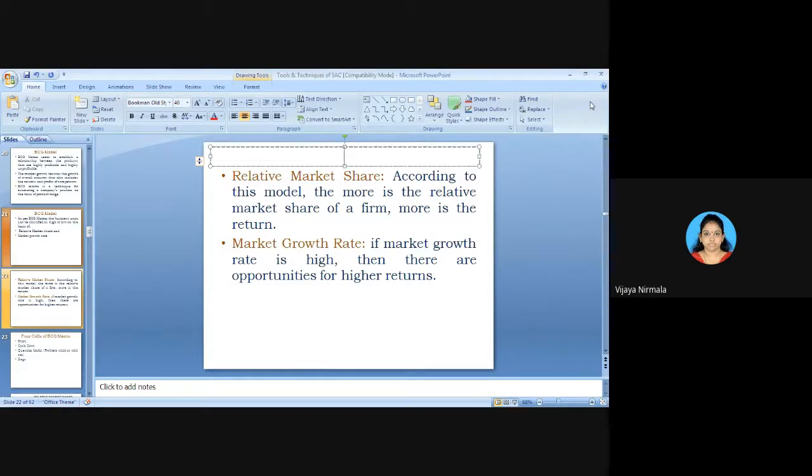So if the market growth rate is high, automatically there will be more opportunities for higher growth. However, it also takes more capital. That is, you need to invest more. More capital is to be invested for future growth. So in future, if your organization needs to be developed, you need to invest more for the first time. So that is there in this market growth.